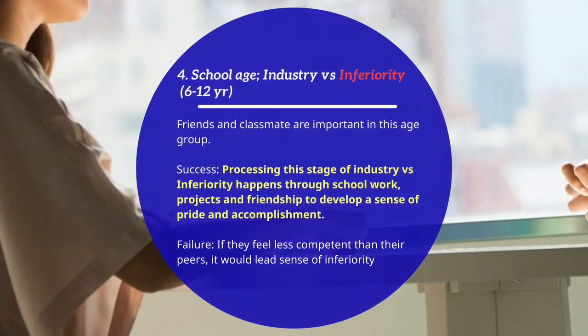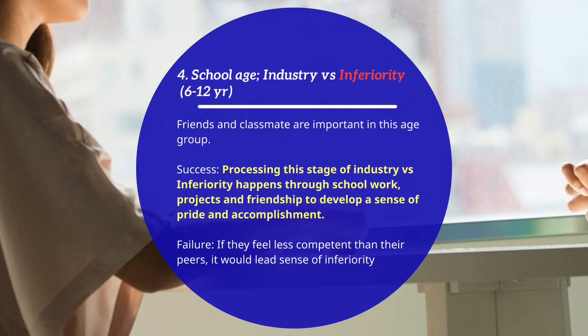So thinking about this stage, industry versus inferiority, okay? 6 to 12. See, in this group, friends and classmates and schoolwork are so very important. Why? Because if they are able to bond, if they are able to accomplish tasks, they feel industrious, right? Industrious.